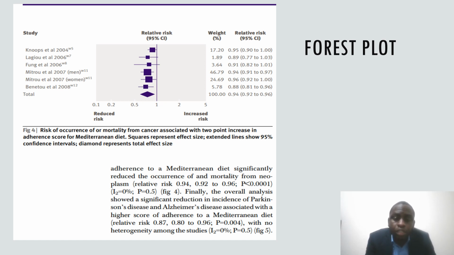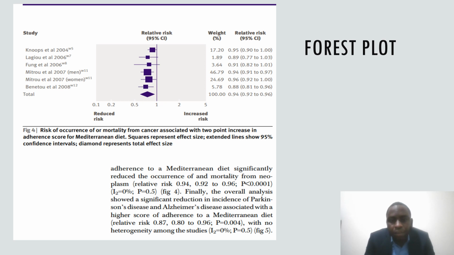In some studies you will see something like the standardized mean difference, or you will see mean difference. In such studies, this line that is 1 here will become 0. So when the diamond touches that 0, it means that the study is insignificant. Whenever it crosses 0, those studies are not significant.